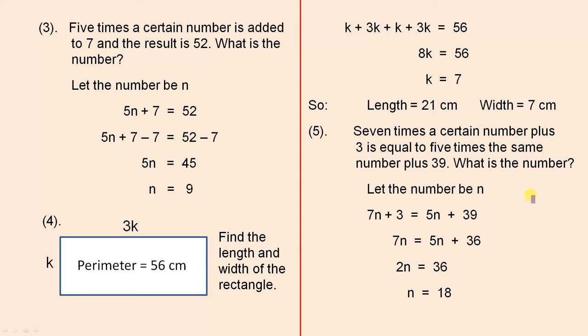7 times a certain number plus 3 is equal to 5 times the same number plus 39. What is the number? Let the number be n. So 7n plus 3 equals 5n plus 39. I have changed this worded problem into that number sentence, or that equation. If we subtract 3 from both sides, we get 7n equals 5n plus 36. If we subtract 5n from both sides, we get 2n equals 36, so n is 18. So the number that we're after is 18.